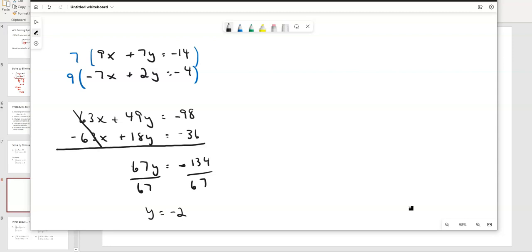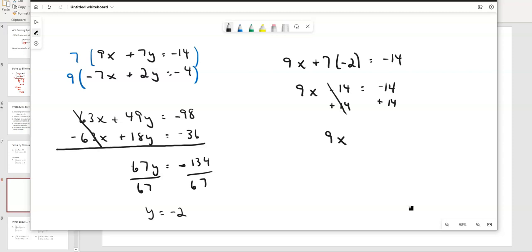All right, now let's take that and sub it back to find what x is. So I get 9x plus 7 times negative 2 equals negative 14. So 9x minus 14 is negative 14. Look, if I add a 14 to both sides, over here I get a 0, and over there I get a 0. So is that possible? Sure. X is 0. So x is 0, y is negative 2.